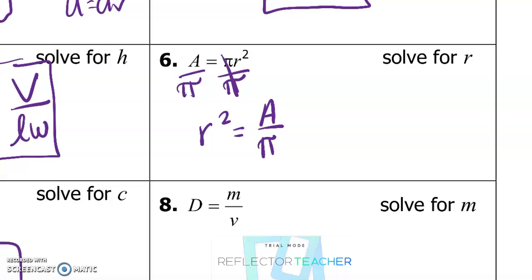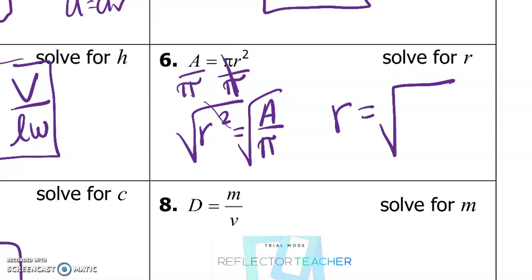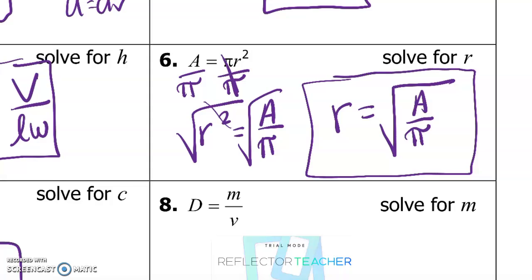The way we undo squared is the square root. So to get rid of squared, we do the square root. So r equals, so this square root cancels out the squared. Just make sure your square root sign is big enough that the entire a over pi fits into it. And that would be your final answer for number 6.